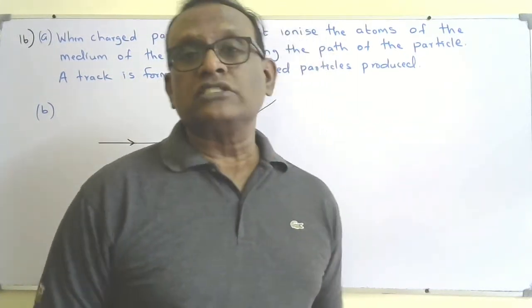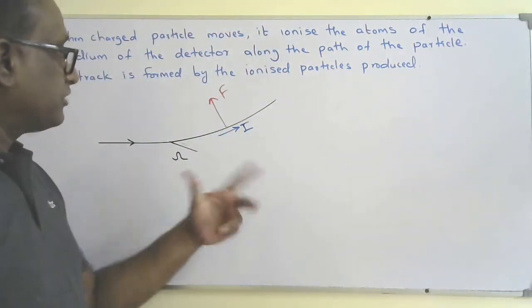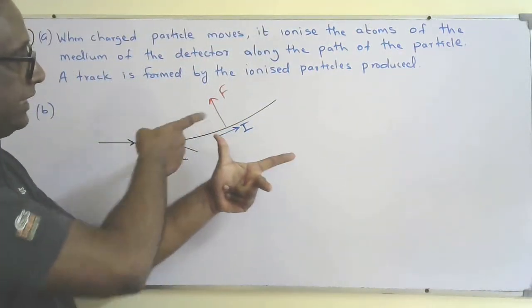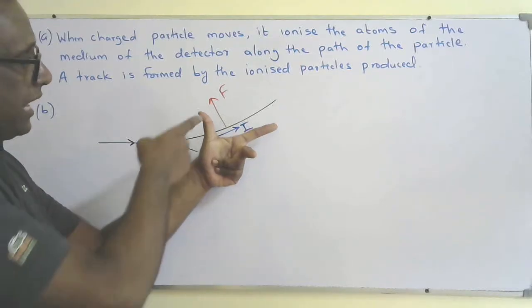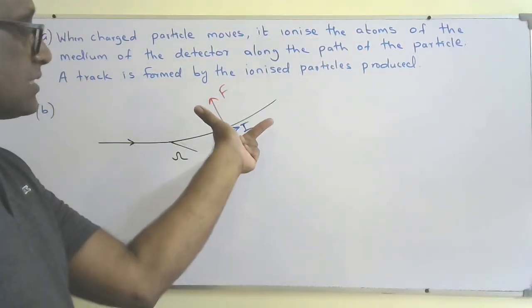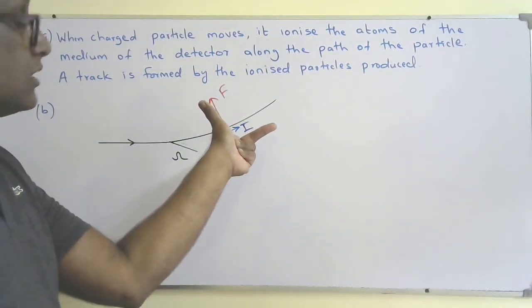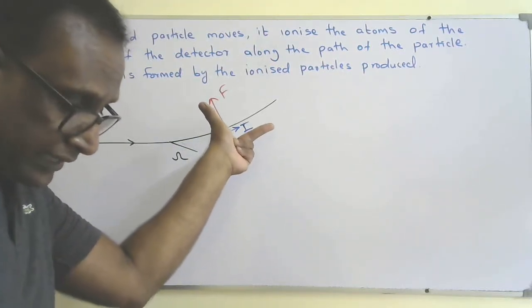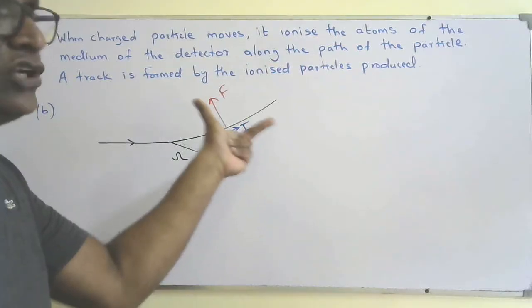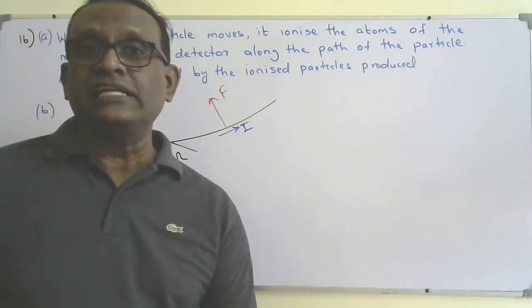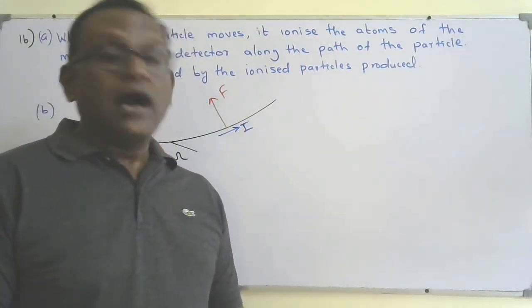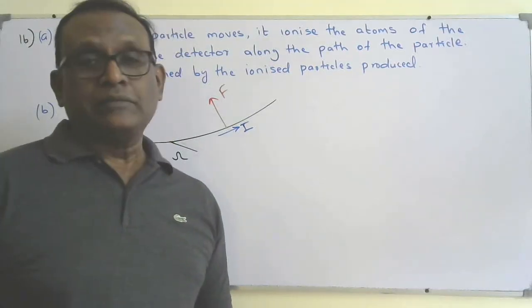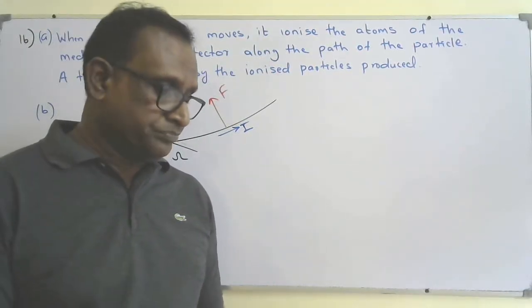So now I can use Fleming's left hand rule. I know the direction of the force. The thumb will indicate the direction of the force. Current flow is towards the right. That's the second finger. And you know, the index finger is pointing into the board. So the direction of the magnetic field is into the board. That is the answer for the B part, second part: magnetic field into the board.